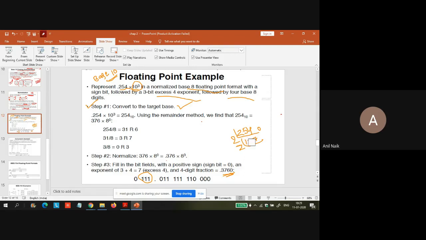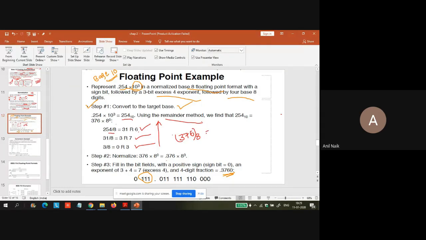But what they asked about is the octal. So first you have to convert this 254 and use the remainder method to find the octal. So for that, 254 by 8: 31 is the quotient, remainder is 6. Then 31 by 8, 8 threes are 24, remainder is 7. 3 by 8, quotient 0, remainder is 3. So from bottom to up, 376. Okay, base 8.